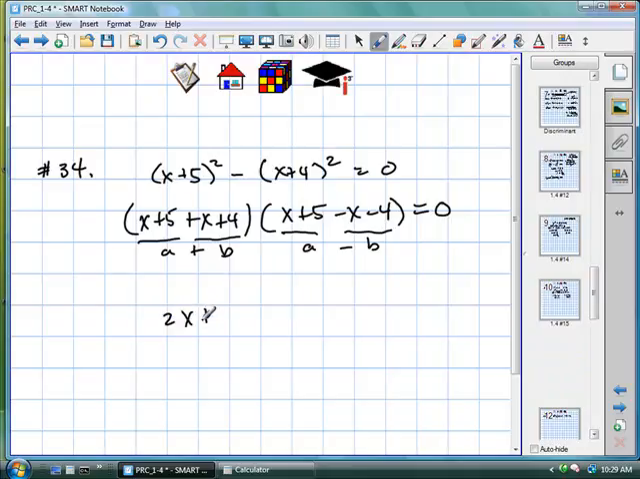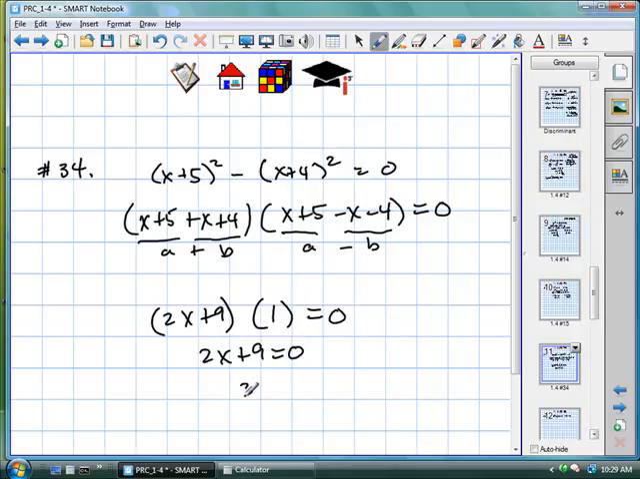And what is this? Isn't this just a 1? Because x minus x is gone, and 5 minus 4 is 1. Okay, so really all I've got to do is 2x plus 9 equals 0. Okay. So I ignored what they said, and I did this by factoring.